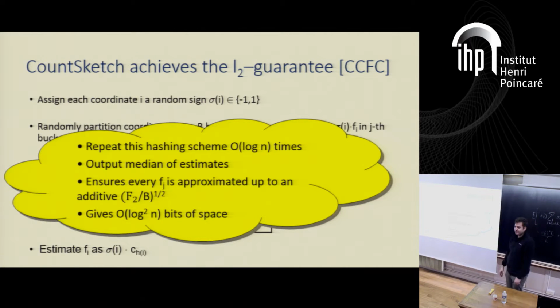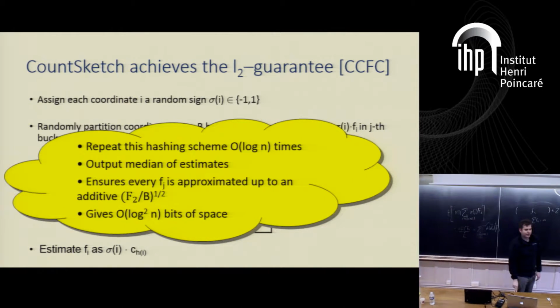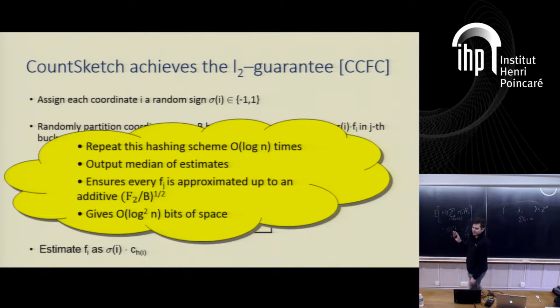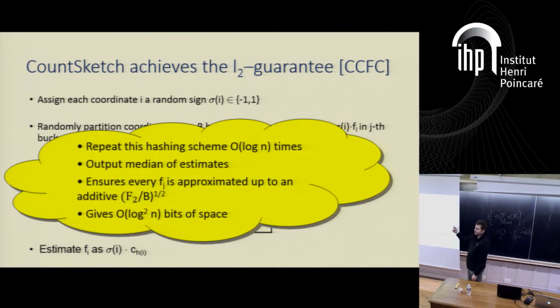What is the space complexity? Again, for this part of the talk, think of epsilon and phi as being constant. It's log squared n bits of space. Why? Well, I have b buckets. In each bucket I'm maintaining a counter, this signed count. So that's b times log n. And I have log n repetitions. So it's b log squared n. And b is a constant. I set b to be a function of epsilon and phi. So it's log squared n bits. OK, good. So this is the previous known way of finding L2 heavy hitters in the data stream.